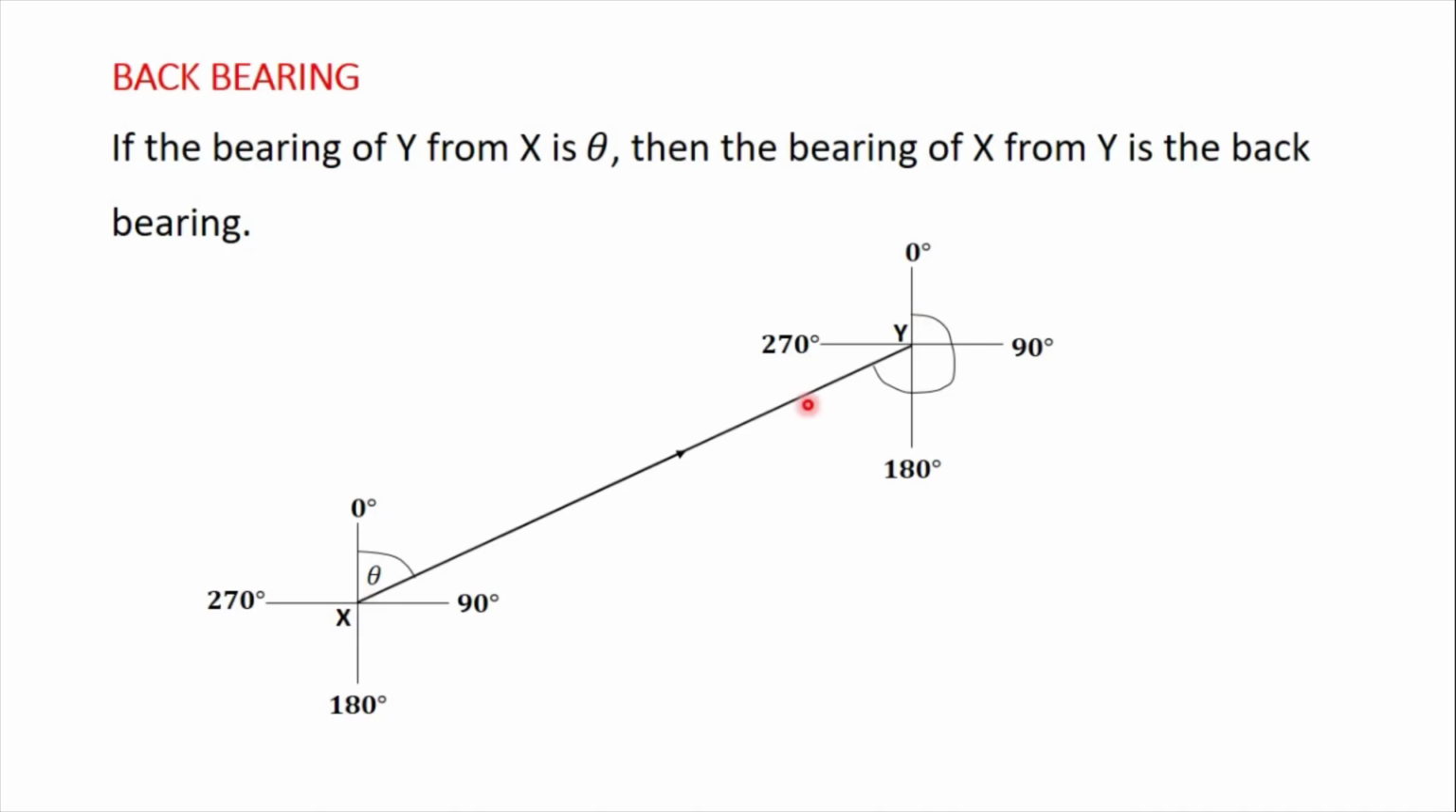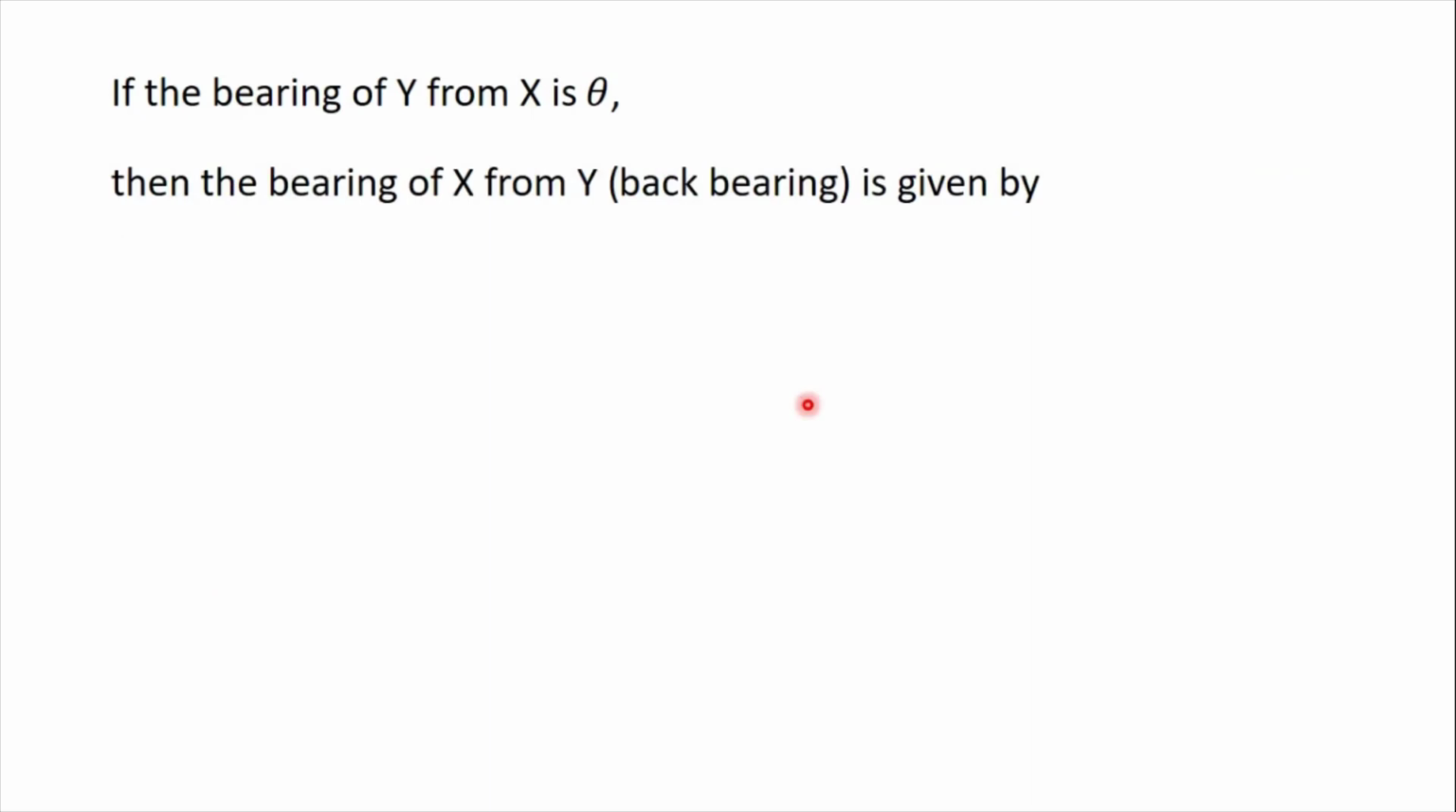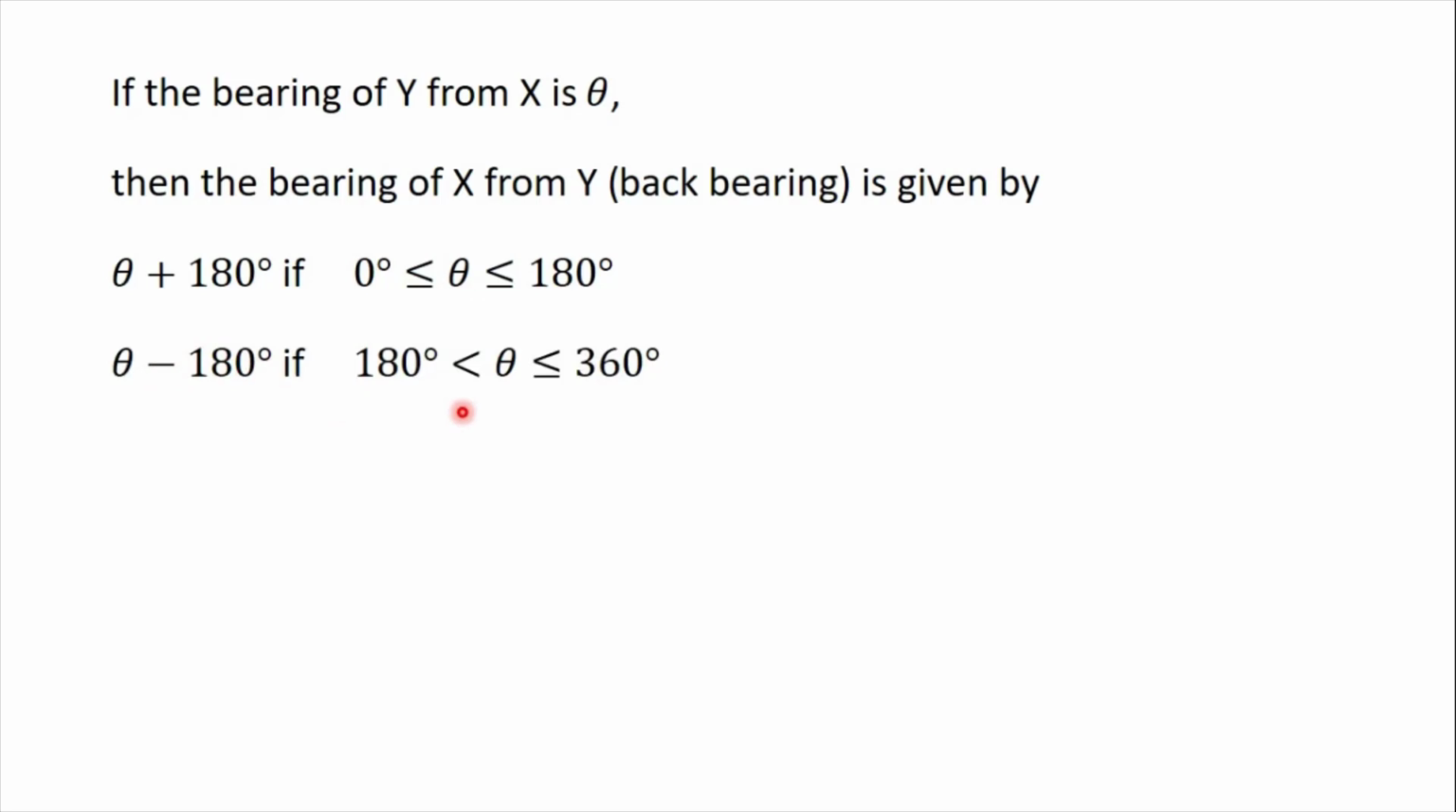How do we find the back bearing for a given bearing or a given angle? If the bearing of y from x is theta, then the back bearing is given by theta plus 180 if theta is between 0 degrees and 180 degrees, and theta minus 180 if theta is greater than 180 degrees but less than or equal to 360 degrees. What does this mean? This means that if the angle given to you is between 0 degrees and 180 degrees, then the back bearing is that angle plus 180 degrees.